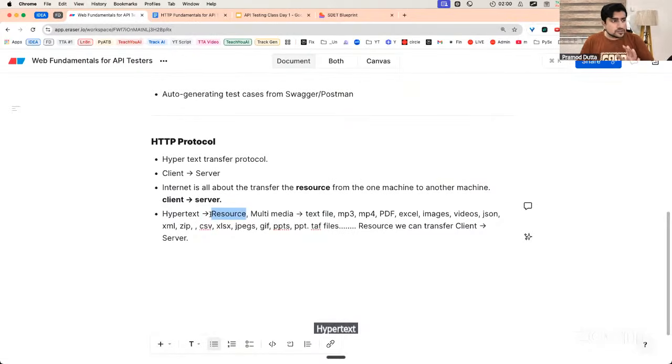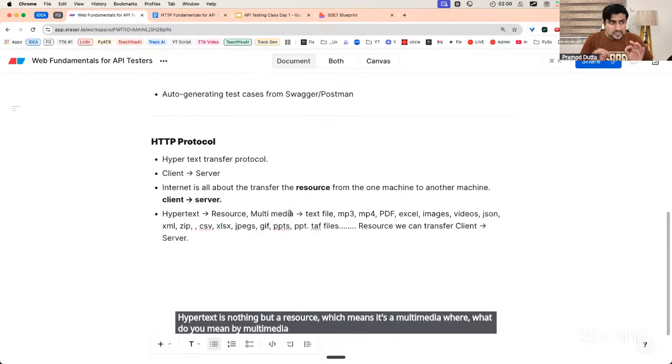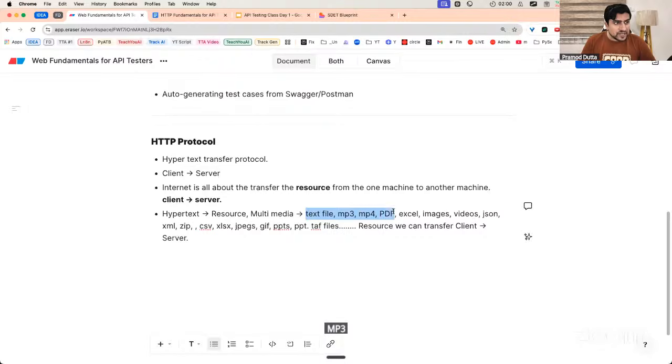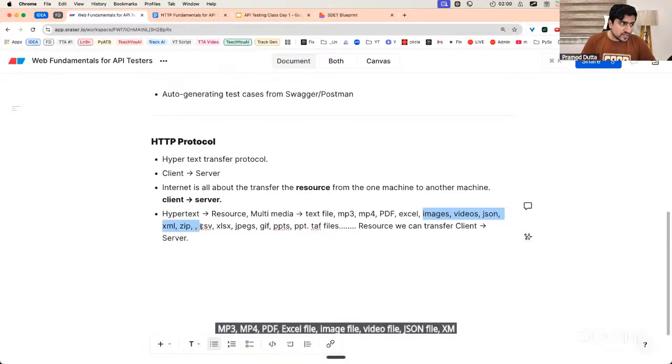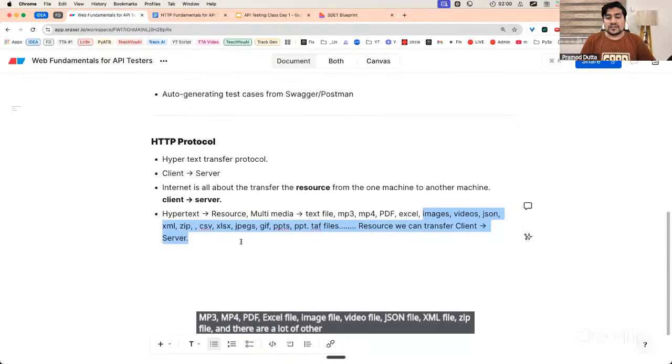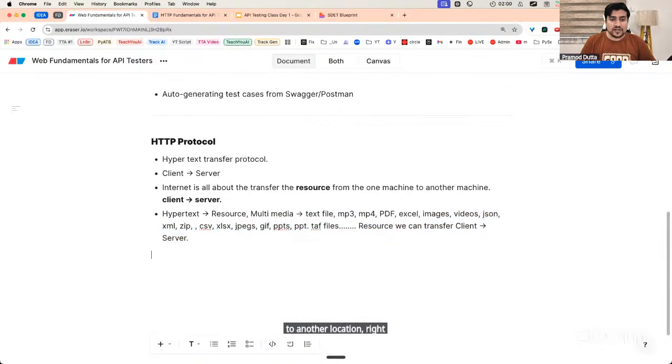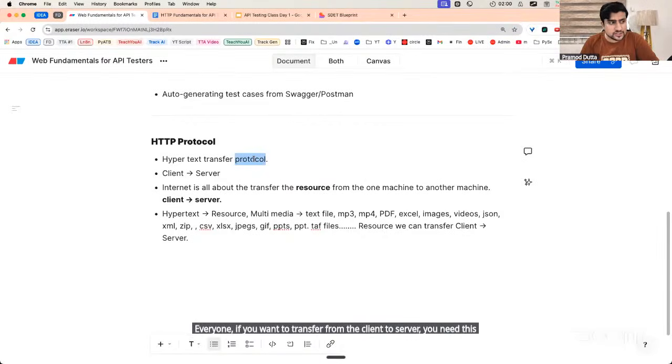Hypertext is nothing but a resource, which means it's multimedia. What do you mean by multimedia in this case? It means that we are transferring data like a text file, MP3, MP4, PDF, Excel file, image file, video file, JSON file, XML file, zip file, and a lot of other resources from one location to another location, right? Is everyone clear? So protocol basically means rules. If you want to transfer from the client to the server, you need this protocol. This is very, very important.